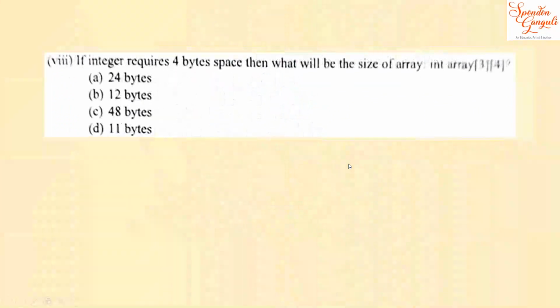Next question. If integer requires 4 bytes of space, then what will be the size of the array int ARR[3][4]? Whether it is 24 bytes, 12 bytes, 48 bytes or 11 bytes. Now 4 bytes for each element and having 3 cross 4 elements, that makes 4 into 3 into 4 equals 48 bytes.